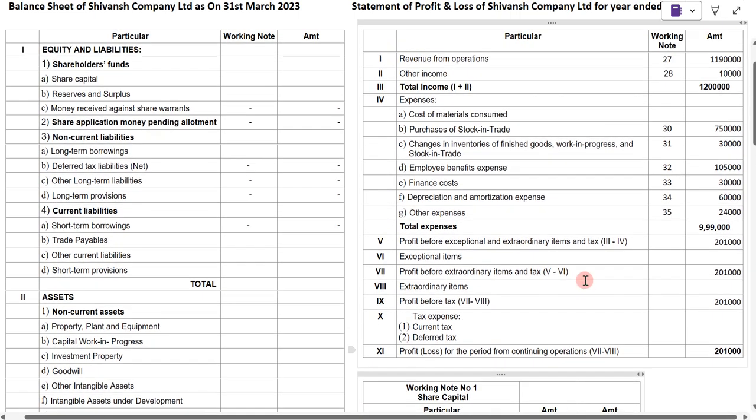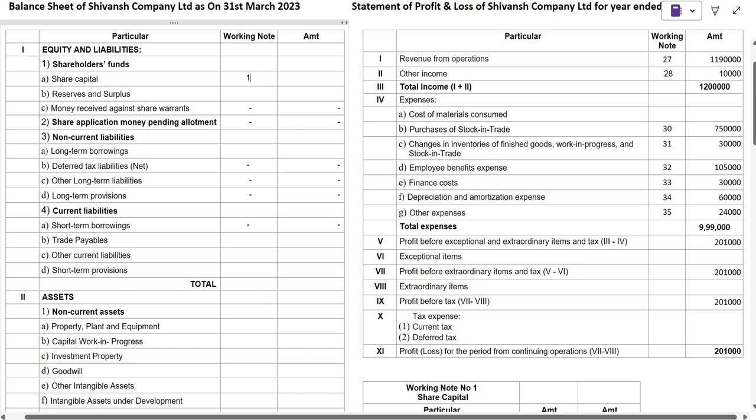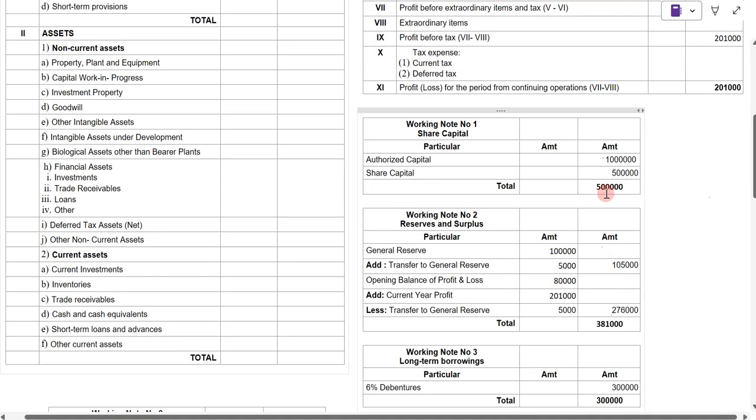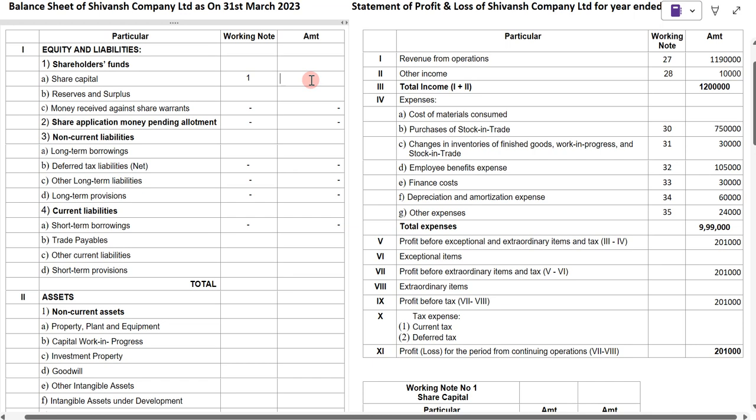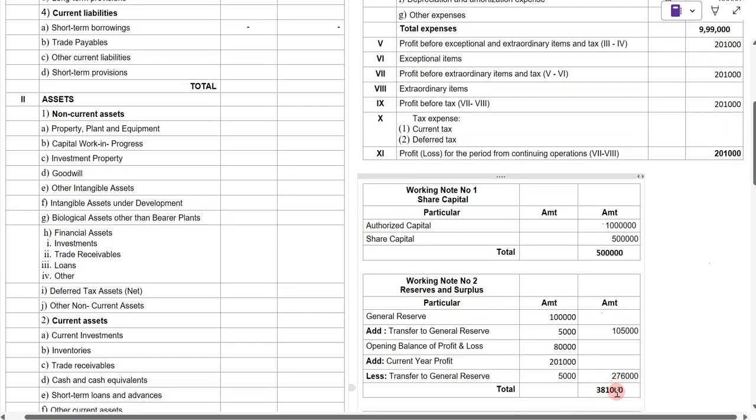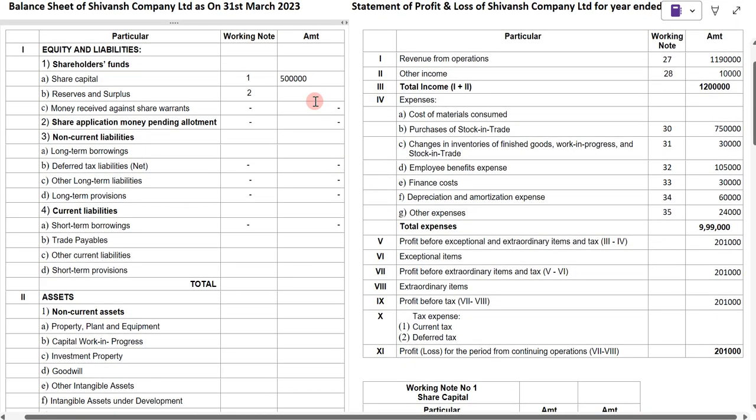Okay, now we have got the profit for the year. Now we will close the balance sheet. Liabilities and assets should get tally. Now first is share capital, note number 1. The total of share capital is 5 lakh rupees. Then reserves and surplus, note number 2. The total of reserves and surplus is 3,81,000.